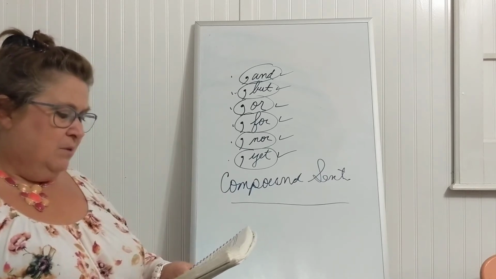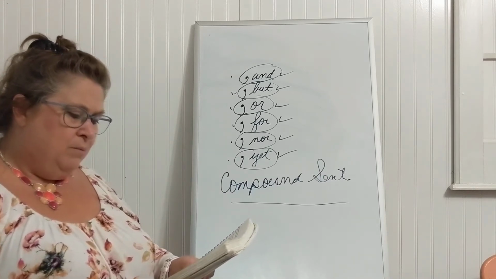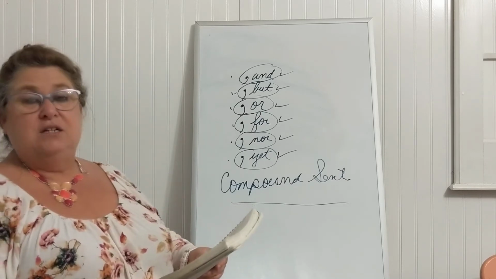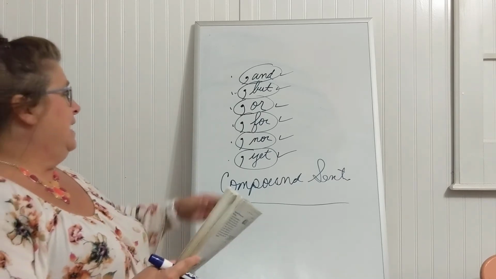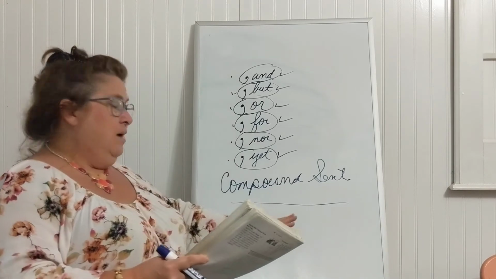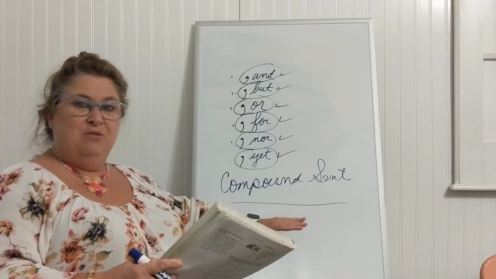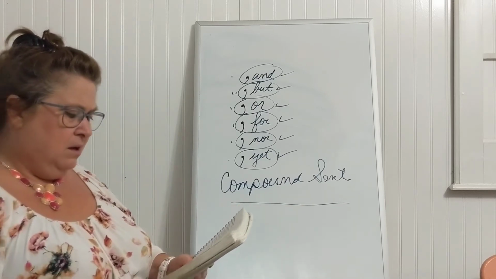Very good. Number 5, Cindy wrote a poem and the teacher read it to class. What did I see? Comma and. Circle your comma and. And what kind of sentence is it if we have a comma and? A compound sentence. Put your C on the line.